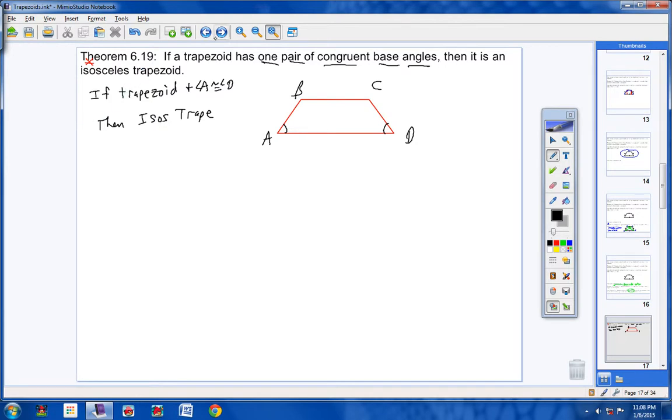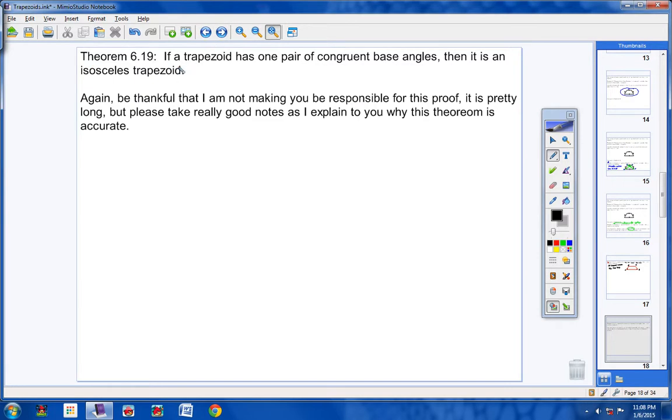Okay? Alright, moving on. Now, again, be thankful that I'm not making you responsible for this proof. It's pretty long. But please, I don't want you to take notes, so just forget that. Please listen very well as I explain to you why this theorem is accurate. Now, if you want to take notes, that's totally fine, but you do not have to.